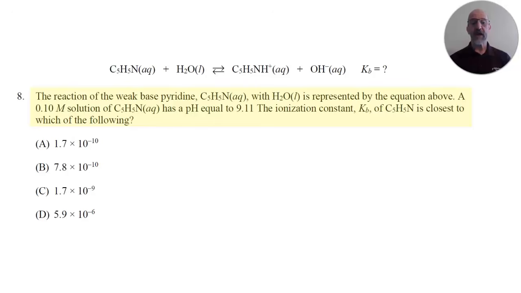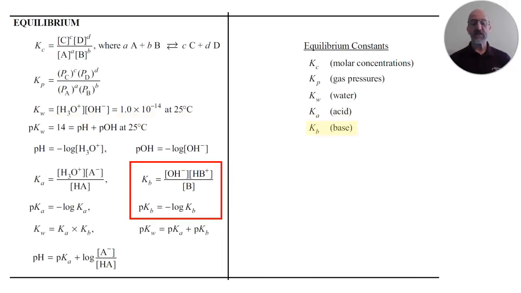So it goes on to say, a 0.10 molar solution of pyridine has a pH equal to 9.11. Now the ionization constant Kb of pyridine is closest to which of the following values? So on the equation sheet, that is the equation for Kb.